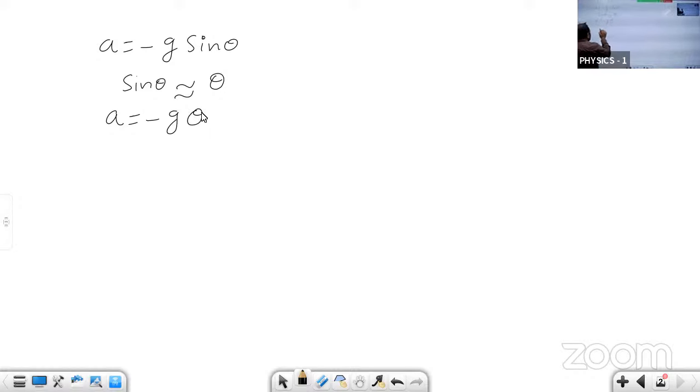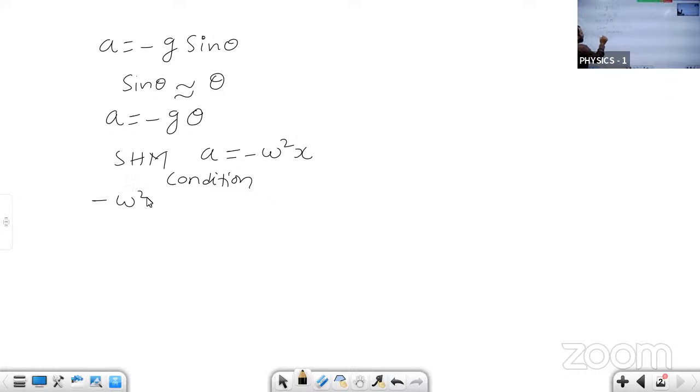You know the SHM condition, the simple harmonic motion acceleration formula: a equals minus omega square x. Acceleration is directly proportional to displacement with opposite direction. So a equals minus omega square x. This is the SHM condition. You apply this condition here: minus omega square x equals minus g into theta.